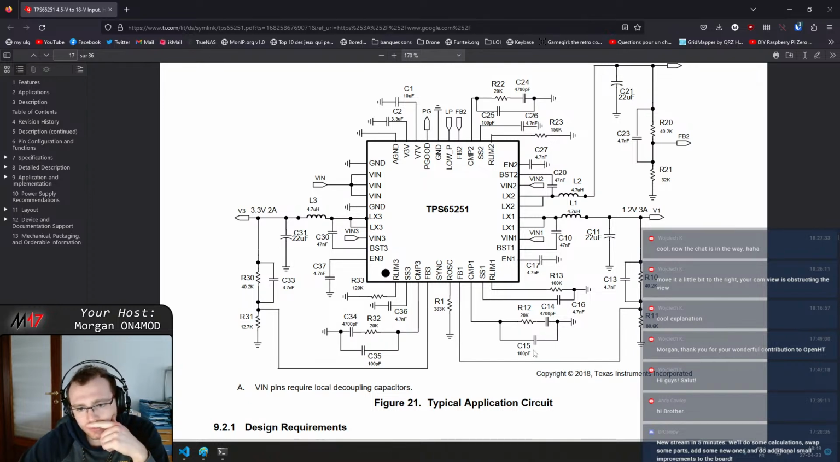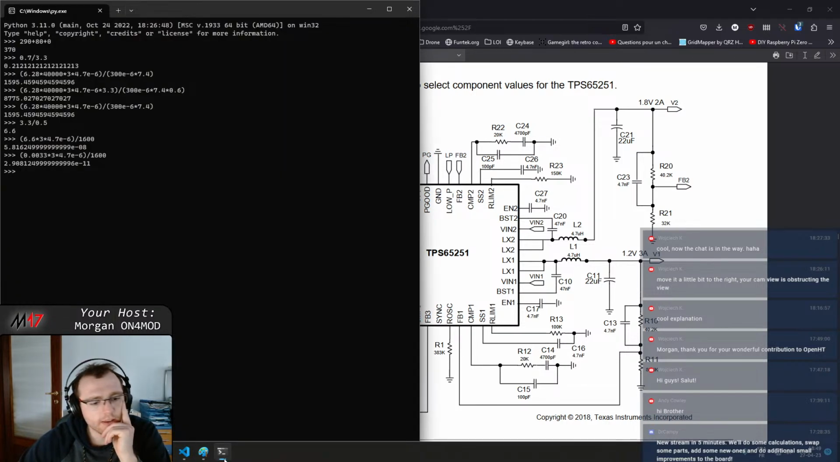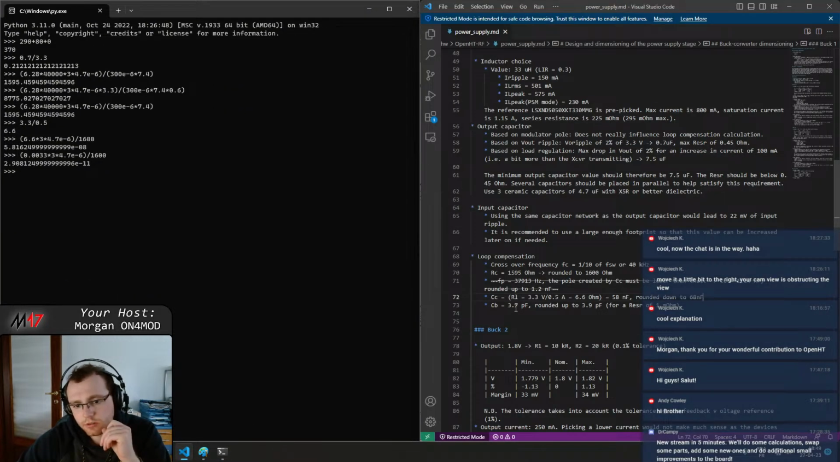Picofarad. Yeah, okay, it's kind of in the range. We have a very low ESR, so yeah, I think we are good with that. So here we are at the CB of 29 for our ESR of 3.3 milliohms.